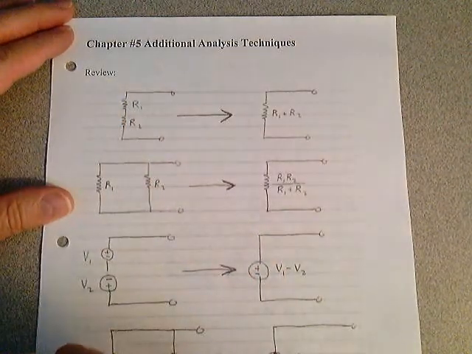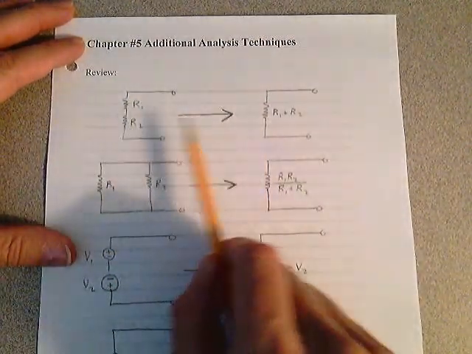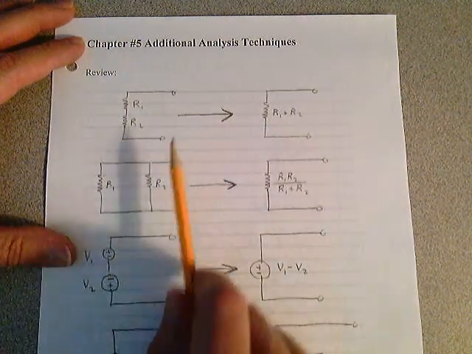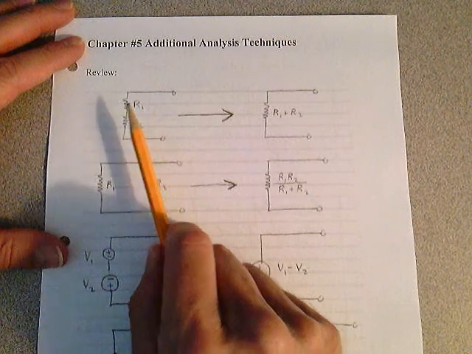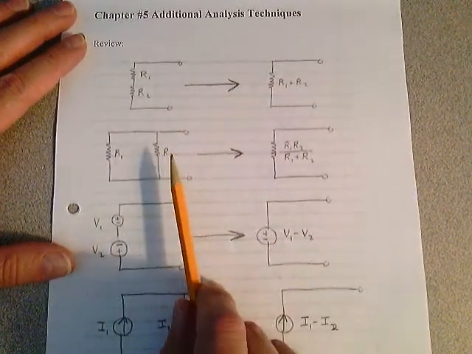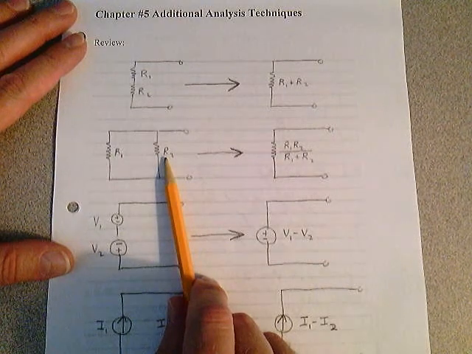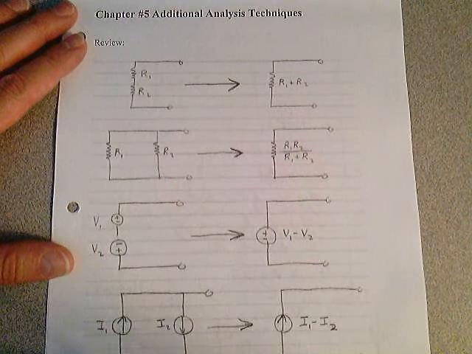As a quick review here, we have some quick transformations here I want you to be able to look through and review. Basically, two resistors in series. The equivalent is the addition of the two. Two resistors in parallel. The equivalency is the product over the sum of those two resistors.